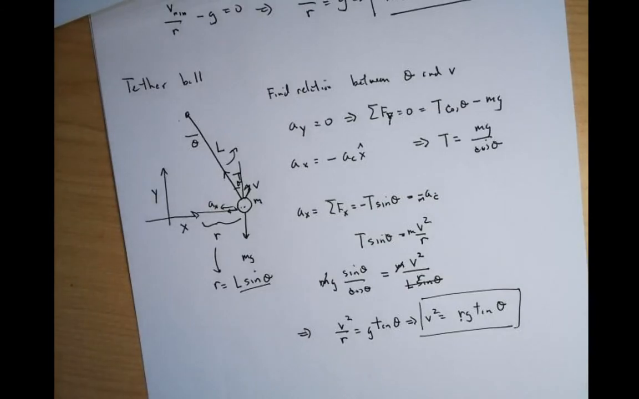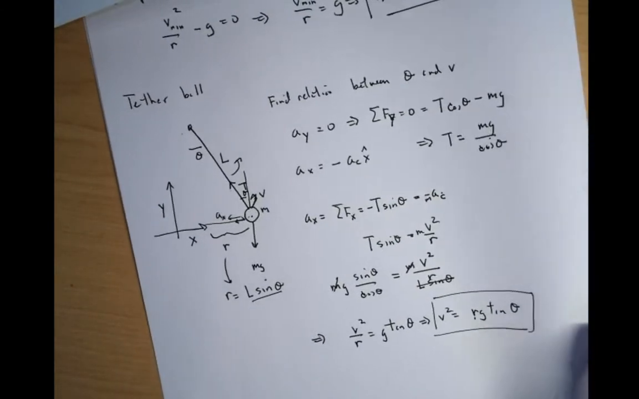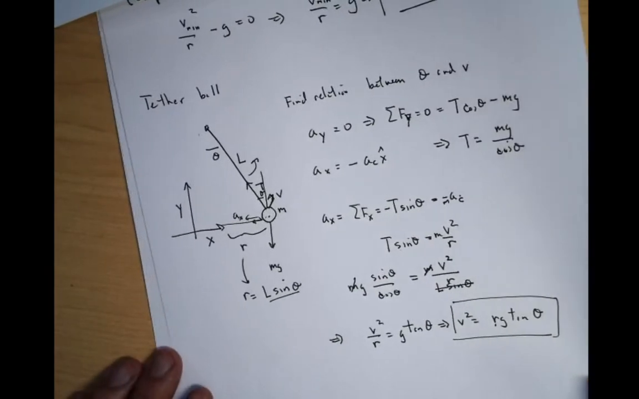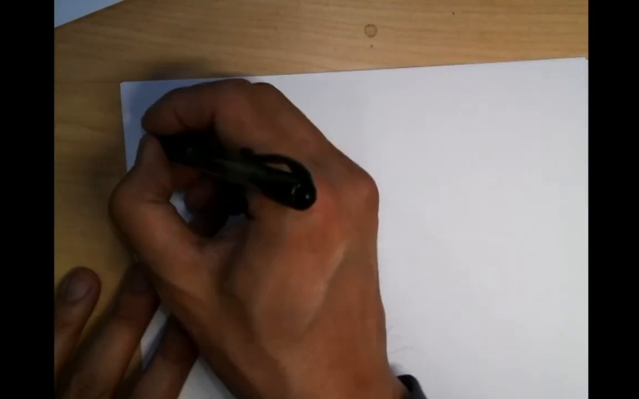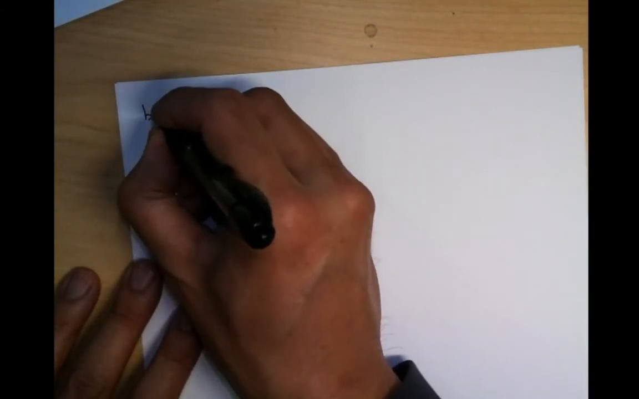All right, so that's a tether ball, okay? Now, we can do one more example, right? Which is actually the same problem, but it's just couched a little differently. And this is a very common problem. It's called bank curve.